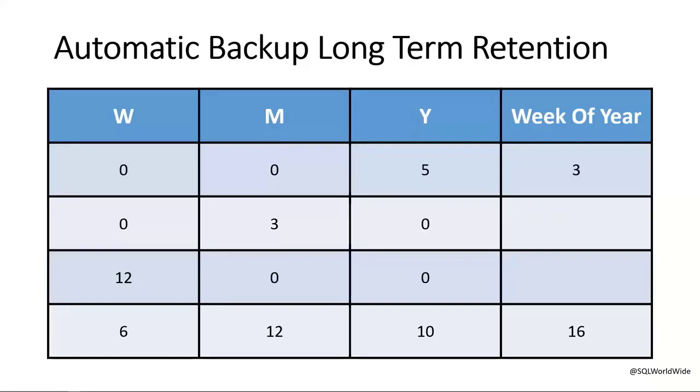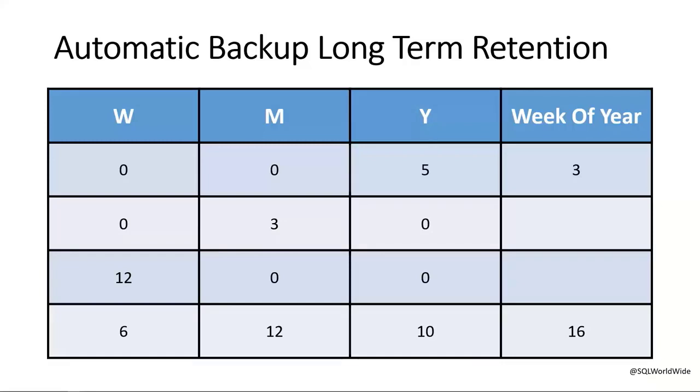So, to give you an example, in this table, the first one is saying, I do not need to keep any weekly backup. I do not want any monthly backup. I want to keep it yearly for 5 years. So when I say yearly, now which backup? As you can see, it says week of the year, third. So every year, the third week's full backup, keep it for 5 years.